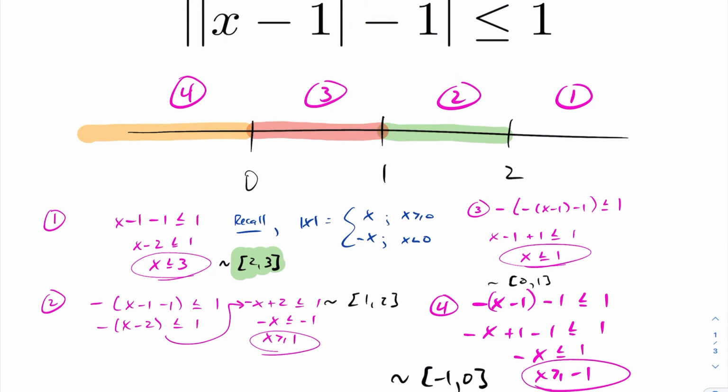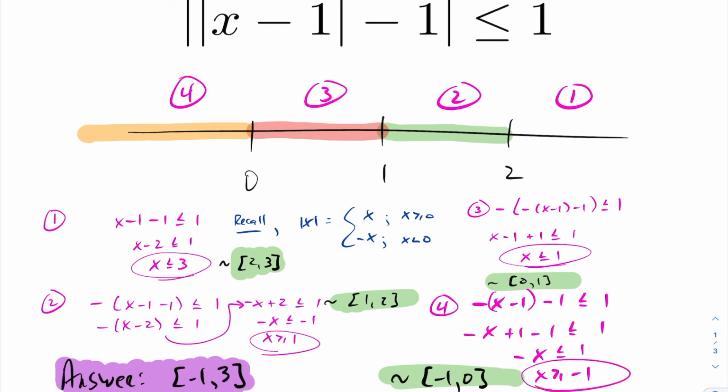Combining together our answers, we have 2 to 3, 1 and 2, 0 and 1, and minus 1 and 0. So the answer set to this is going to be the interval from negative 1, including that minus 1, all the way up until we hit 3, and a square bracket on that 3. Let's take a look at a graph of this function and see a visual representation of this solution.